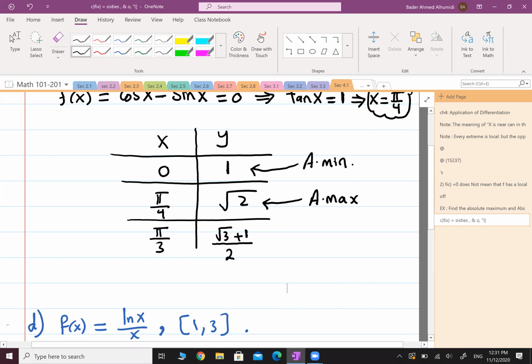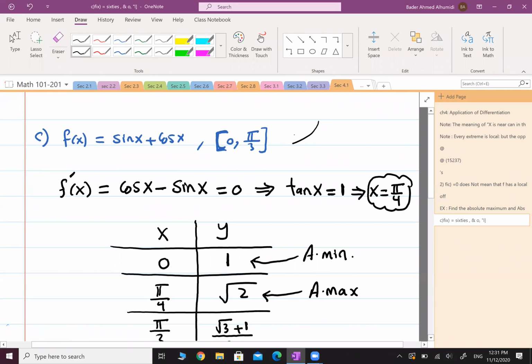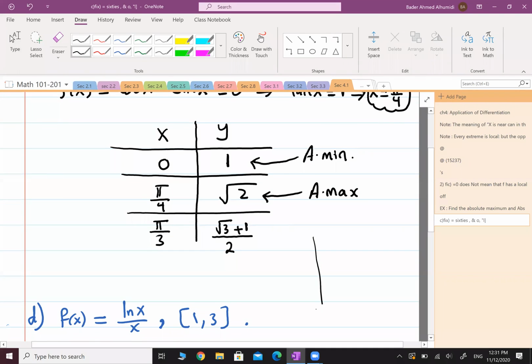Because we are not taking the full picture here. We are only concentrating where? Between 0 and pi over 3. For example, if we draw the sine function like this, the sine function is bounded between minus 1 and 1. But if you take it from 0 to pi over 3, will it also be between minus 1 and 1? No. It will be between 0 and the image at pi over 3. So that's why here the minimum is 1, not minus 1 or minus radical 2, because we are not taking the full picture. We are taking only part of the graph of the function.